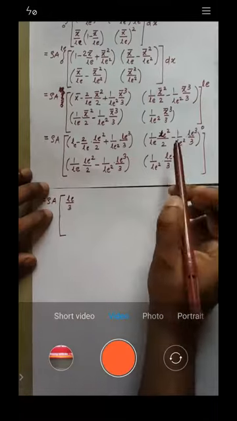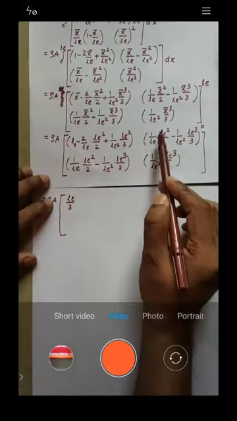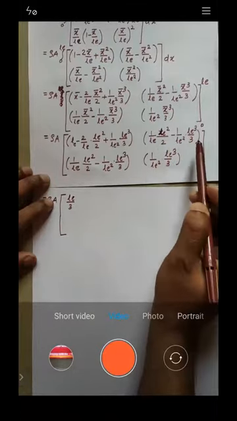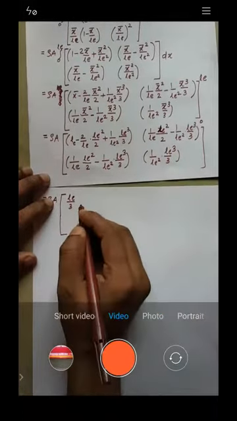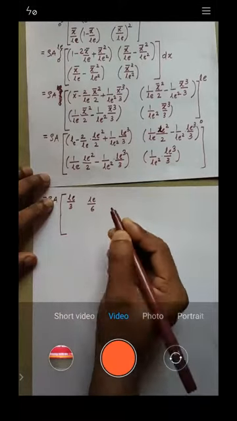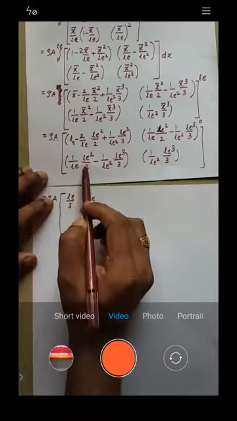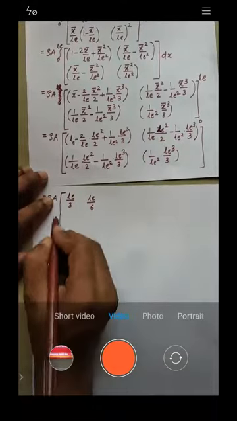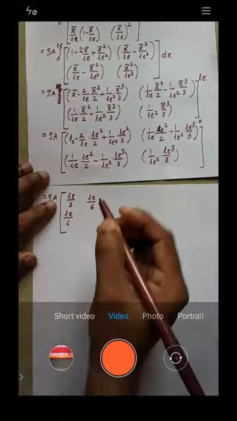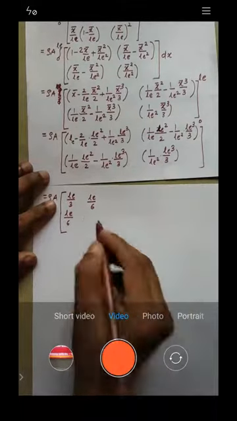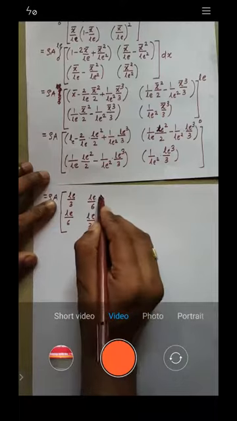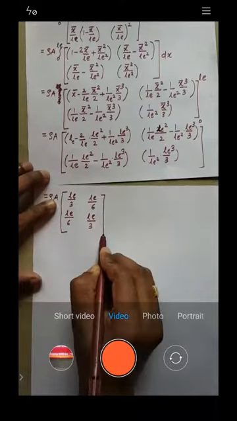Next, go here. What do you have here? LE by 2 minus LE by 3 you will get. That is nothing but LE by 6. Just check here again. LE by 2 minus LE by 3, you will get it as LE by 6. Here you will get LE by 3. Is it okay or not?